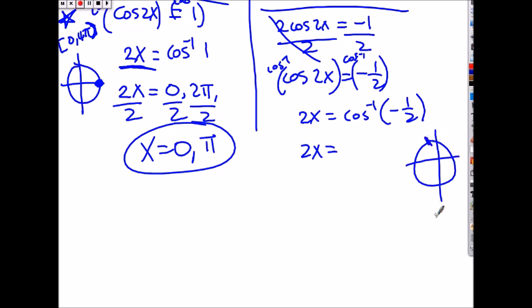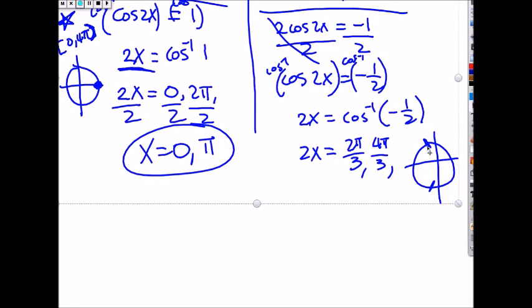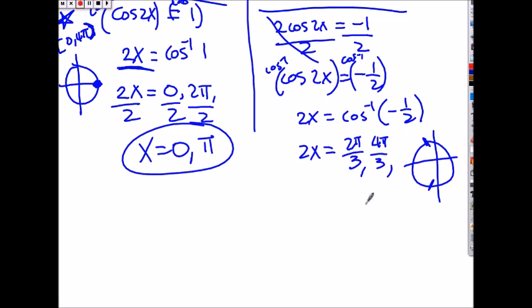So 2x equals, when does cosine become negative 1 over 2? Here, x is negative, right? Here. So that is, yeah, we get a lot of 2 pi over 3s today, right? And this is 4 pi over 3. And then you go another round. So add 2 pi, which is 6 pi over 3. So 8 pi over 3. From here, you add 2 pi to 4 pi over 3, which will be 10 pi over 3.